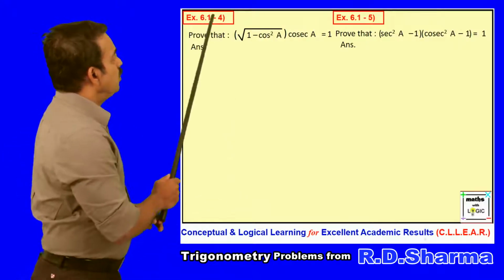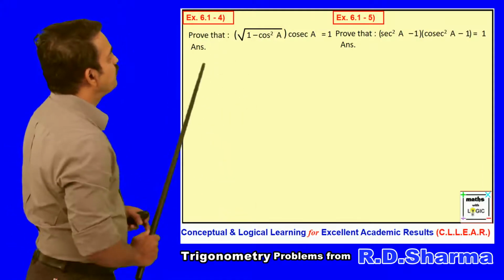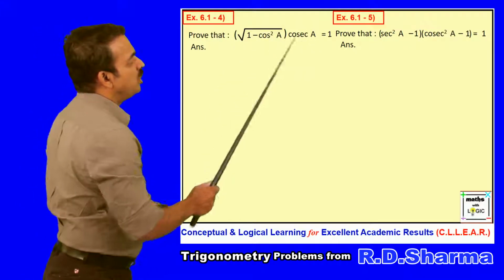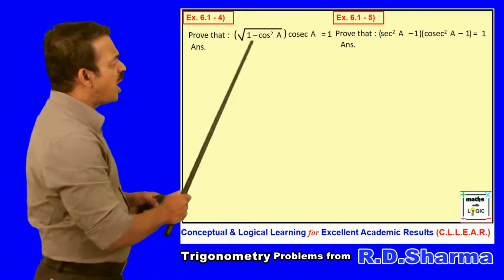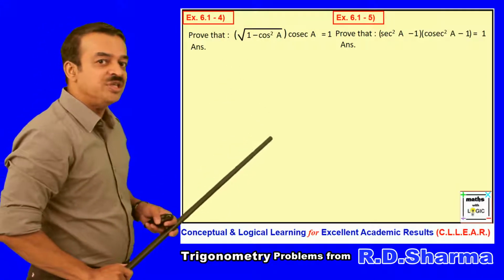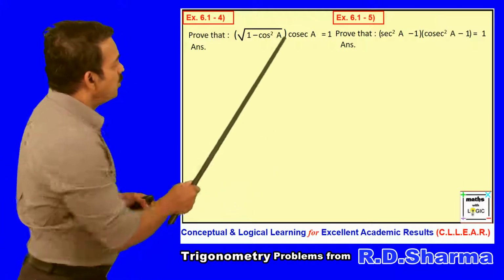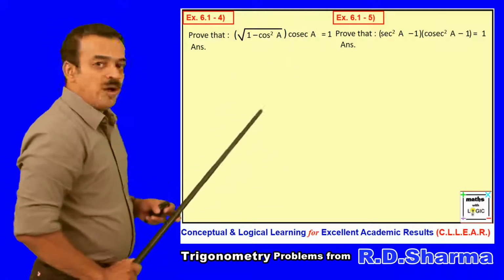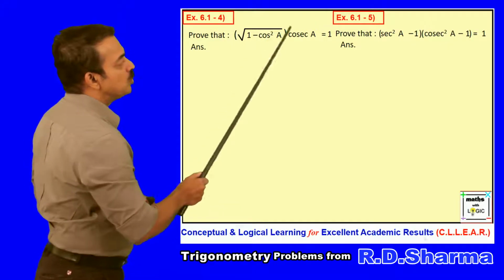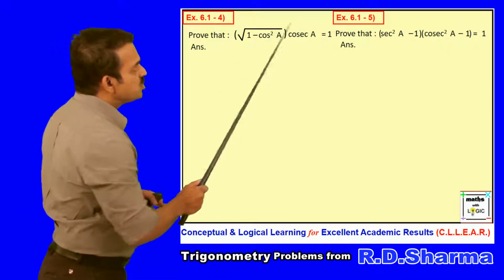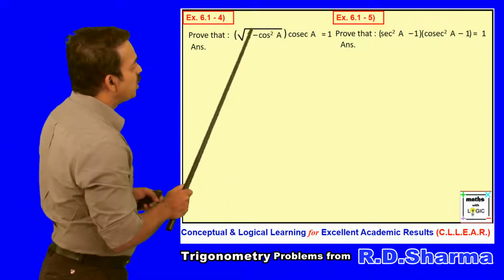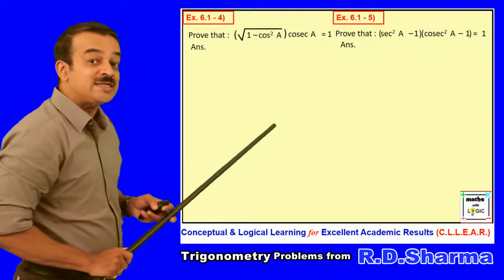Let us see one more question, number 4. Under root 1 minus cos square A into cosec A equal to 1. Now this is identical to your first question and the immediate question that we have seen in the previous part. The product I want to be equal to 1. That means this and this should be reciprocals of each other. What is the reciprocal of cosec? It is sine. So I should get under root 1 minus cos square A as sine.